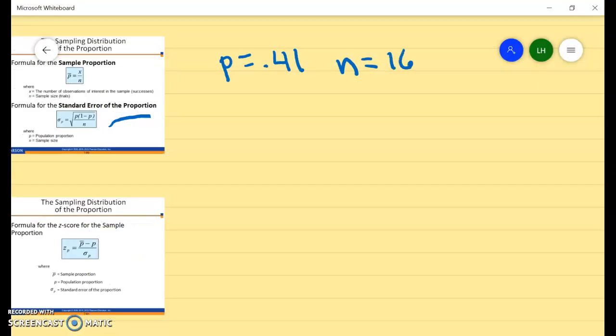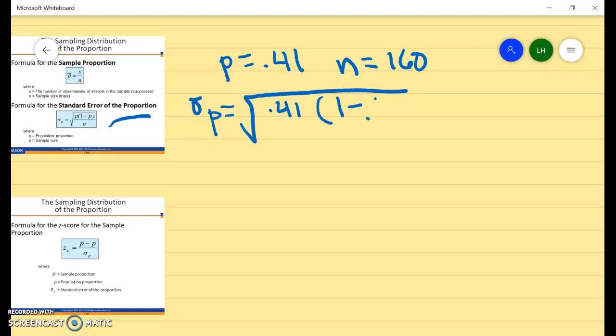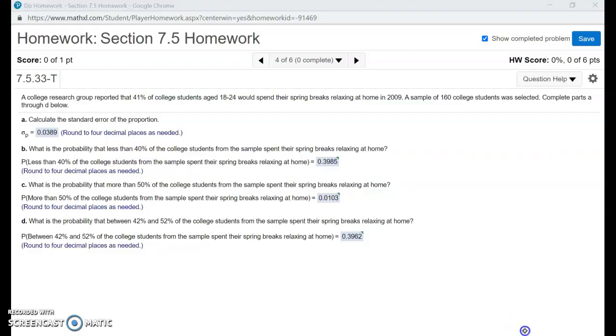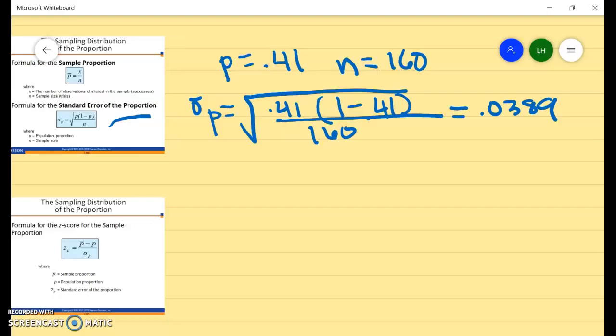160. So to find the standard error of your proportion, you're going to take p times 1 minus p, divide by 160, and take the square root. So 0.41 times 0.59 divided by 160, and then you're going to take the square root of that. And your standard error of your proportion is going to be 0.0389.